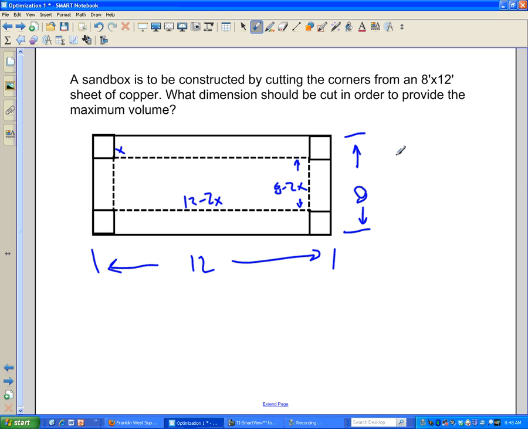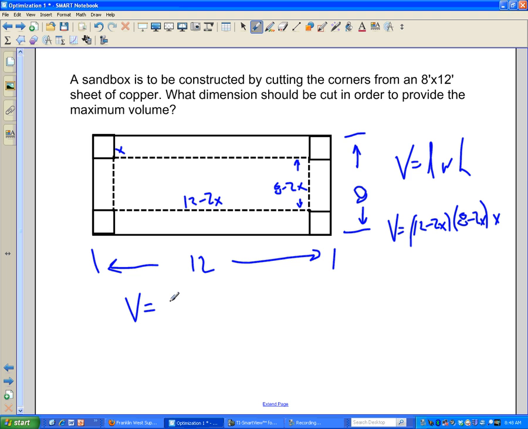So if I'm doing the volume, I'm going to do the volume as the length times the width times the height. In terms of these variables, we're going to call the length 12 minus 2x, the width 8 minus 2x, and the height x, because when we fold this up, the box will be x tall, and that's what we're trying to figure out as we go along. So we're going to have to do a little manipulation with this.